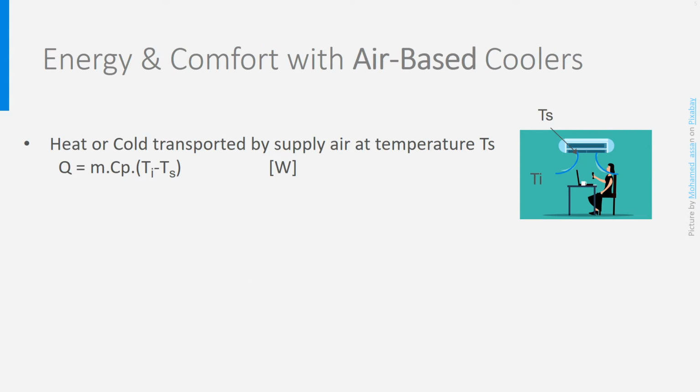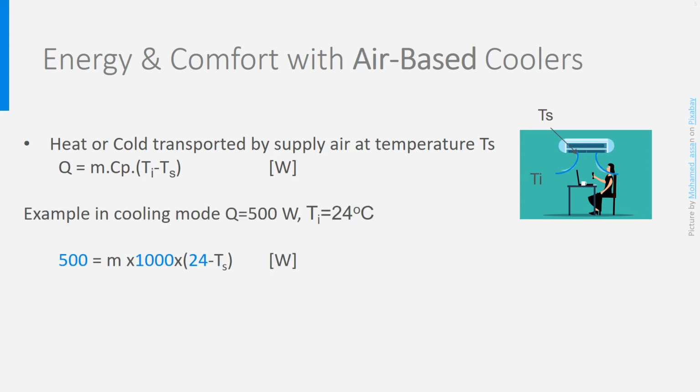Let's start with air systems and take cooling as case. Imagine we need 500 watt cooling. Cp is 1000 joule per kilogram Kelvin. Desired indoor temperature is 24 degrees Celsius. To achieve this 500 watt cooling, we can play with the air supply temperature Ts and with the mass flow rate. The cold air is supplied at temperature Ts, is produced by a chiller placed on the back of the supply unit or further away in an air handling unit.